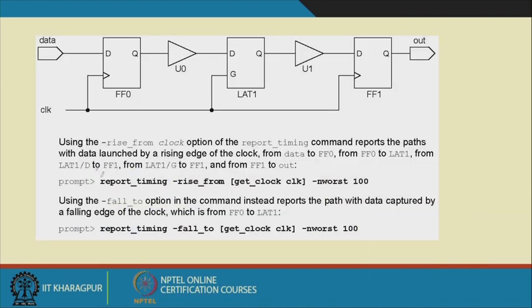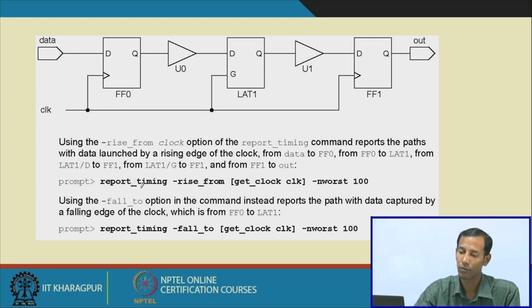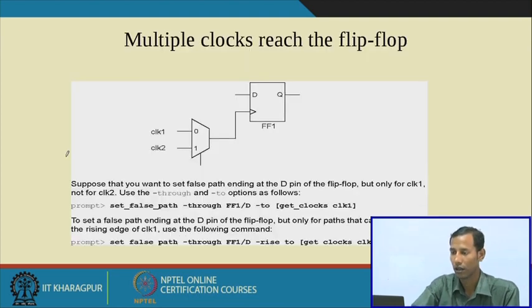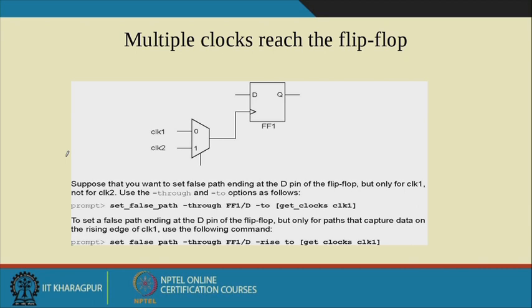After setting all these values, you can write this command report_timing with respect to the rising edge of this clock. If the worst value is 100, it will show you the timing information report for this particular constraint. So this is multiple clocks reaching the flip-flops. As I said, these are the examples of exclusive clock. Exclusive clock means two clock sources at different times will be fed to the corresponding registers.